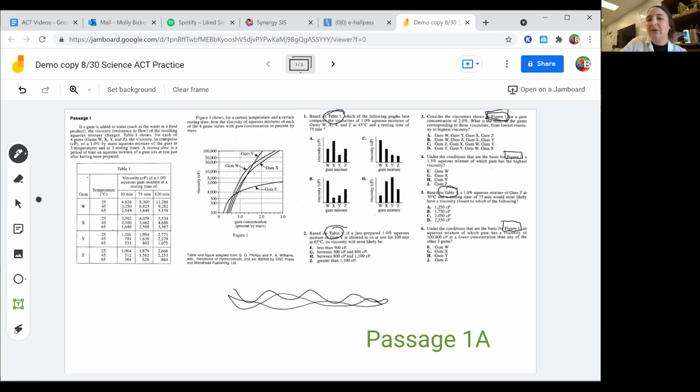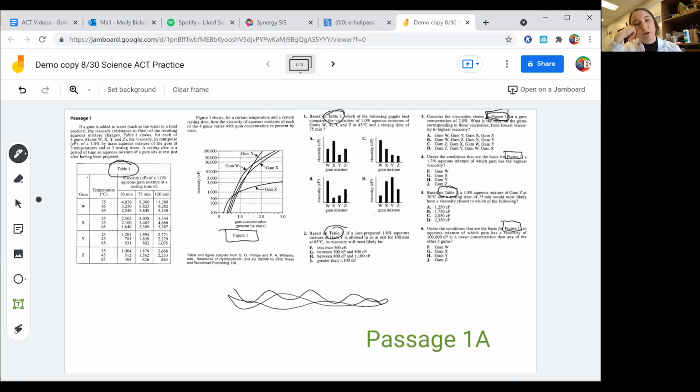So I see that I have 3 questions that refer to table 1. That's right over here. I'm going to circle that. And then 3 questions that refer to figure 1. I'm going to put a box around that. That's going to help me keep track of what to use to answer which questions.